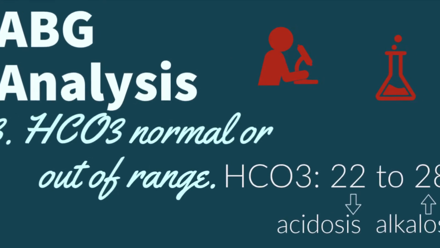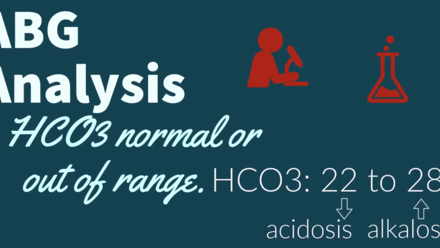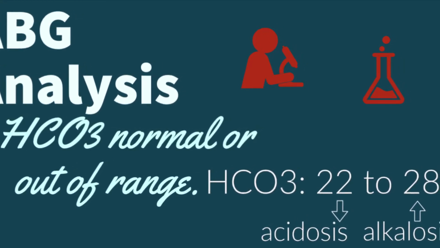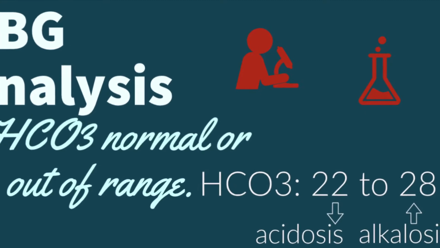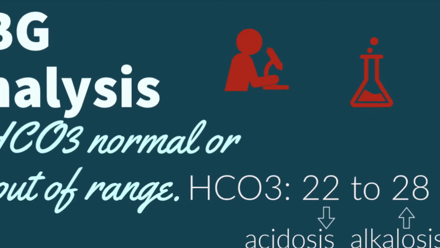Next, bicarb levels, whether they are normal or out of range. The normal levels of bicarb are 22 to 28. If the levels are lesser than 22, it is acidosis, and if the levels are greater than 28, it is alkalosis.